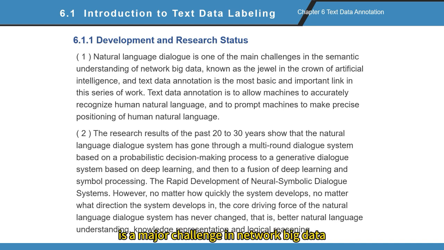Natural language dialogue is a major challenge in network big data semantic understanding, often called the crown jewel of artificial intelligence. Text data annotation is the fundamental and crucial step in this process. It enables machines to accurately recognize and precisely position human natural language. Over the past 20 to 30 years, natural language dialogue systems have evolved from probabilistic decision-making multi-round systems to deep learning-based generative systems, and now to a combination of deep learning and symbol processing. Despite these changes, the core drivers remain better natural language understanding, knowledge representation, and logical reasoning.